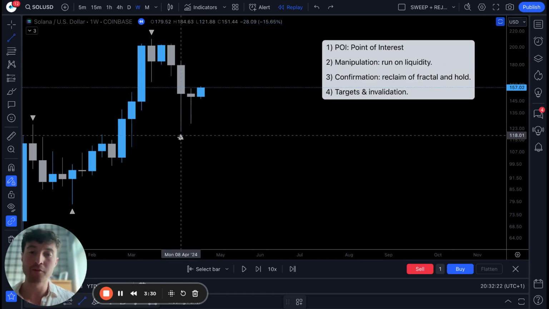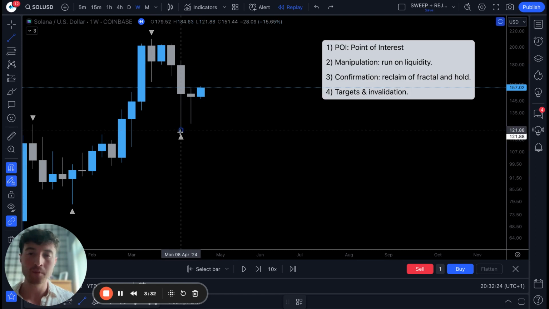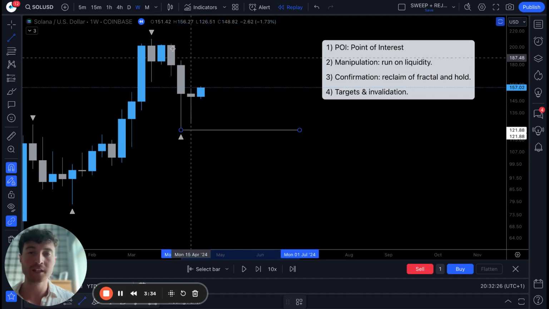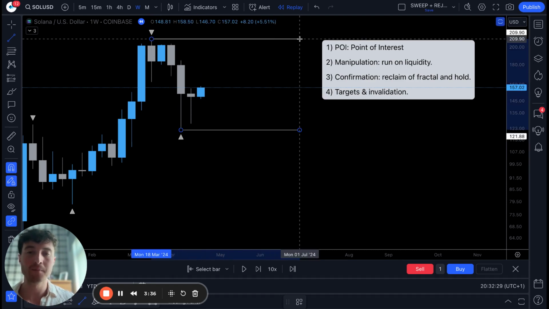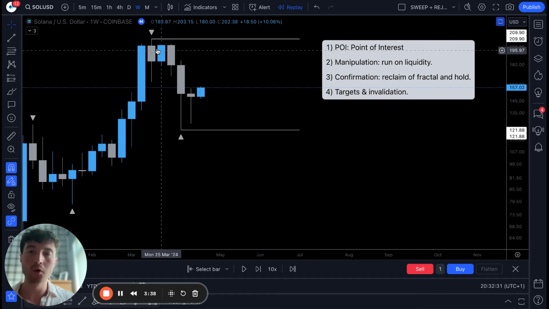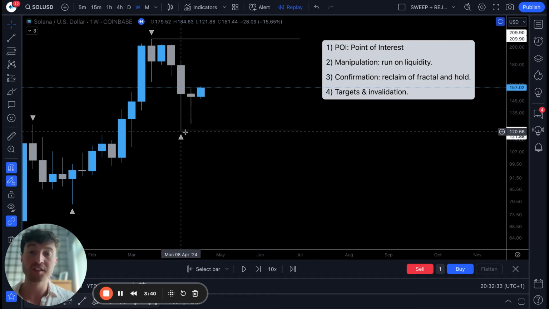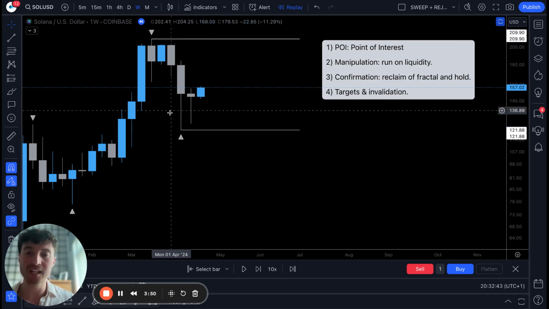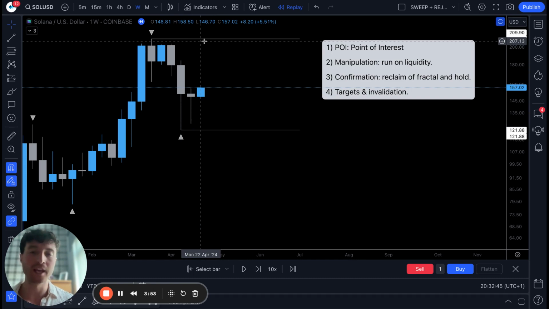Okay, so we've got a fractal low here. We can mark that on with a horizontal line. And we've got a fractal high here. Okay, this is our most recent fractal high. This is our most recent fractal low. Once you've marked that on, these are our points of interest. Essentially, this is the dealing range that we're currently in.